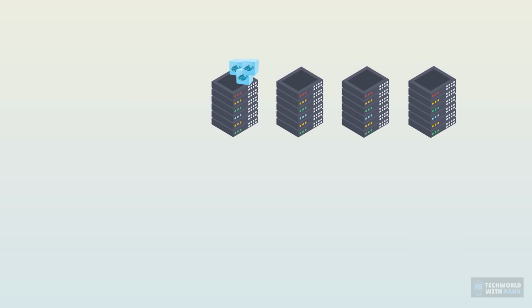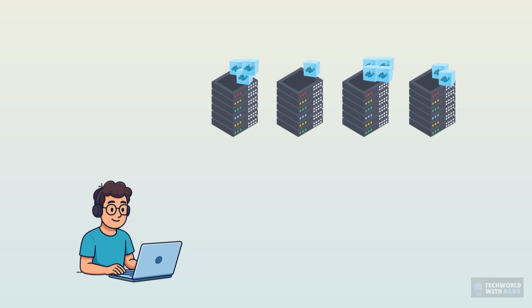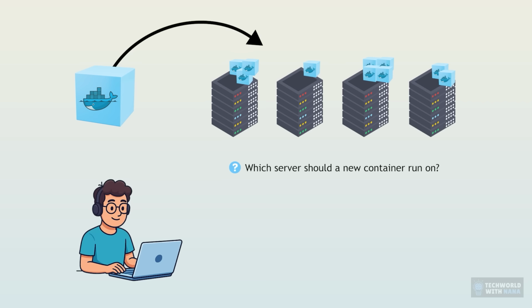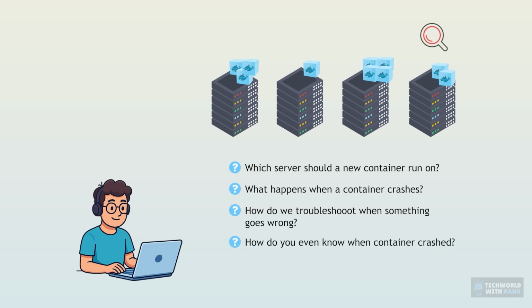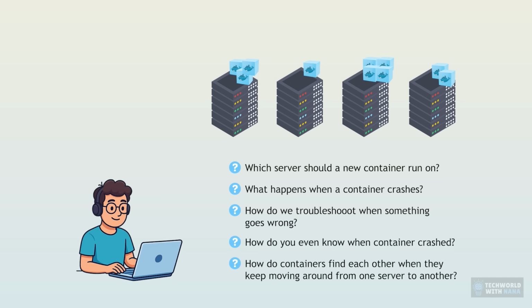And our TravlBuddy is successful, so we're running hundreds of containers across dozens of servers. And managing this manually is becoming impossible. Like, which server should a new container run on? What happens when a container crashes? How do you troubleshoot when something goes wrong when you have hundreds of containers? How do you even know that a container crashed when you have hundreds of them? How do containers find each other when they keep moving around from one server to another?